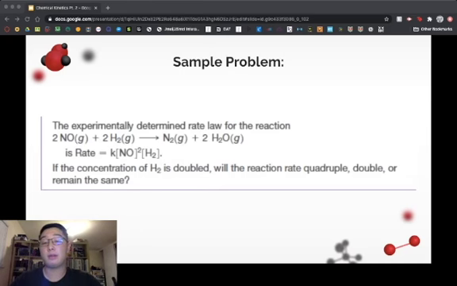Here's a sample problem dealing with that exact thing. It's pretty simple to do, but I encourage you to pause and try to figure it out first. So the answer here is the concentration of H2 is doubled, because H2 is first order in the rate law.